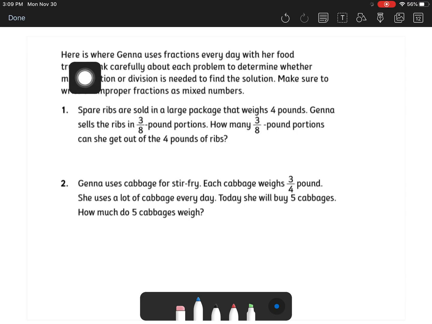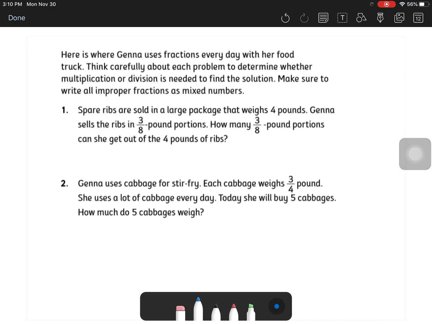Here's where Jenna uses fractions every day with her food truck. Think carefully about each problem to determine whether multiplication or division is needed to find the solution. Make sure to write all improper fractions as mixed numbers. So we want to make sure we write our answers as mixed numbers.